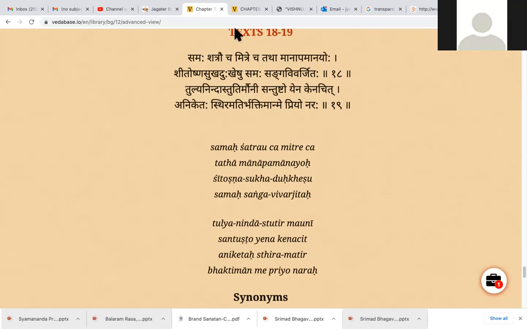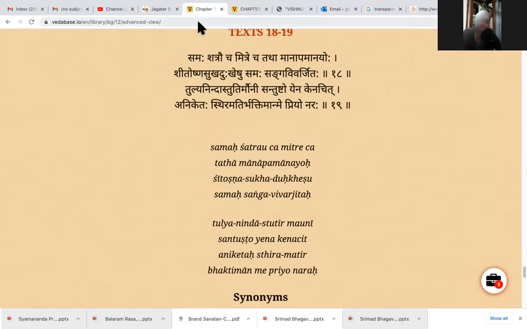Sama sanga vivarjitaha. Perfect. Just in one spot. Otherwise, you're right. Very good. Thank you. And Jishnu, what about Jishnu? He was so good. You stopped him from chanting. He was so good. Yeah, Jishnu, go ahead.